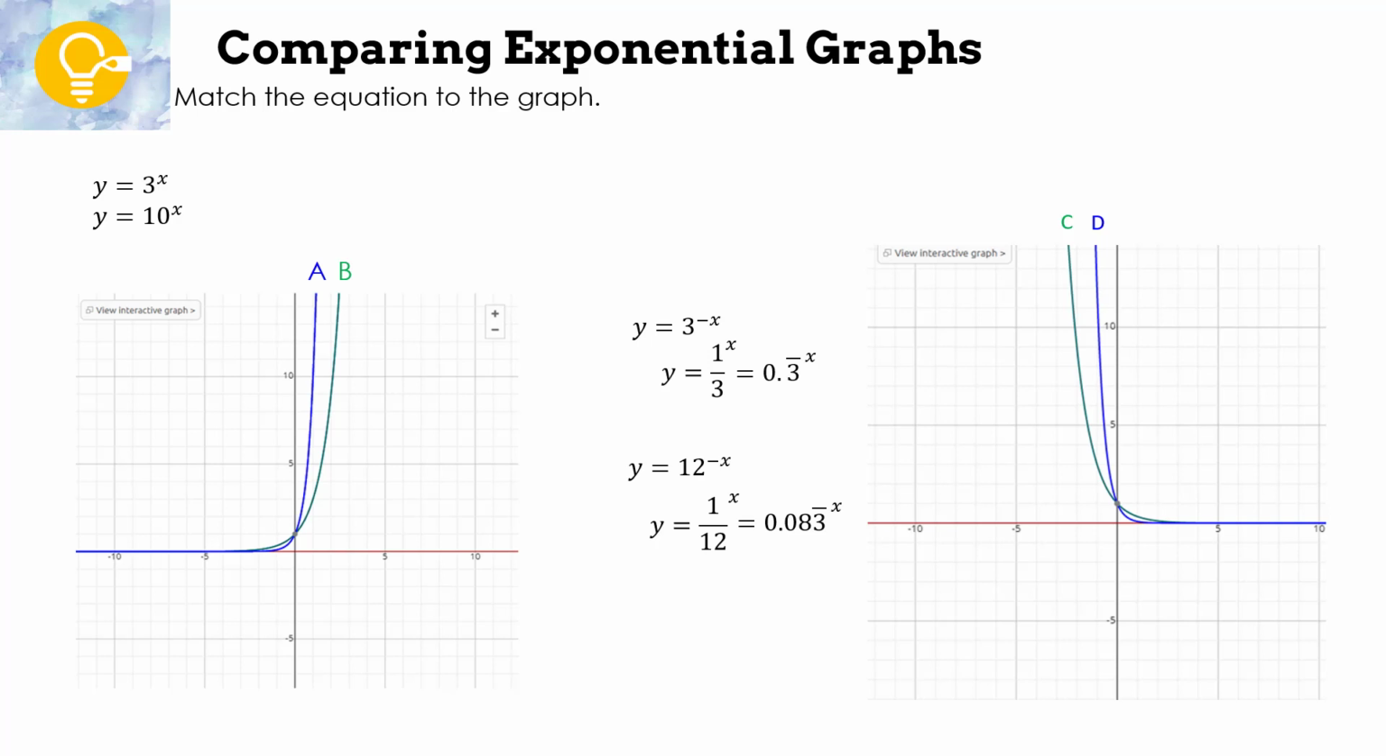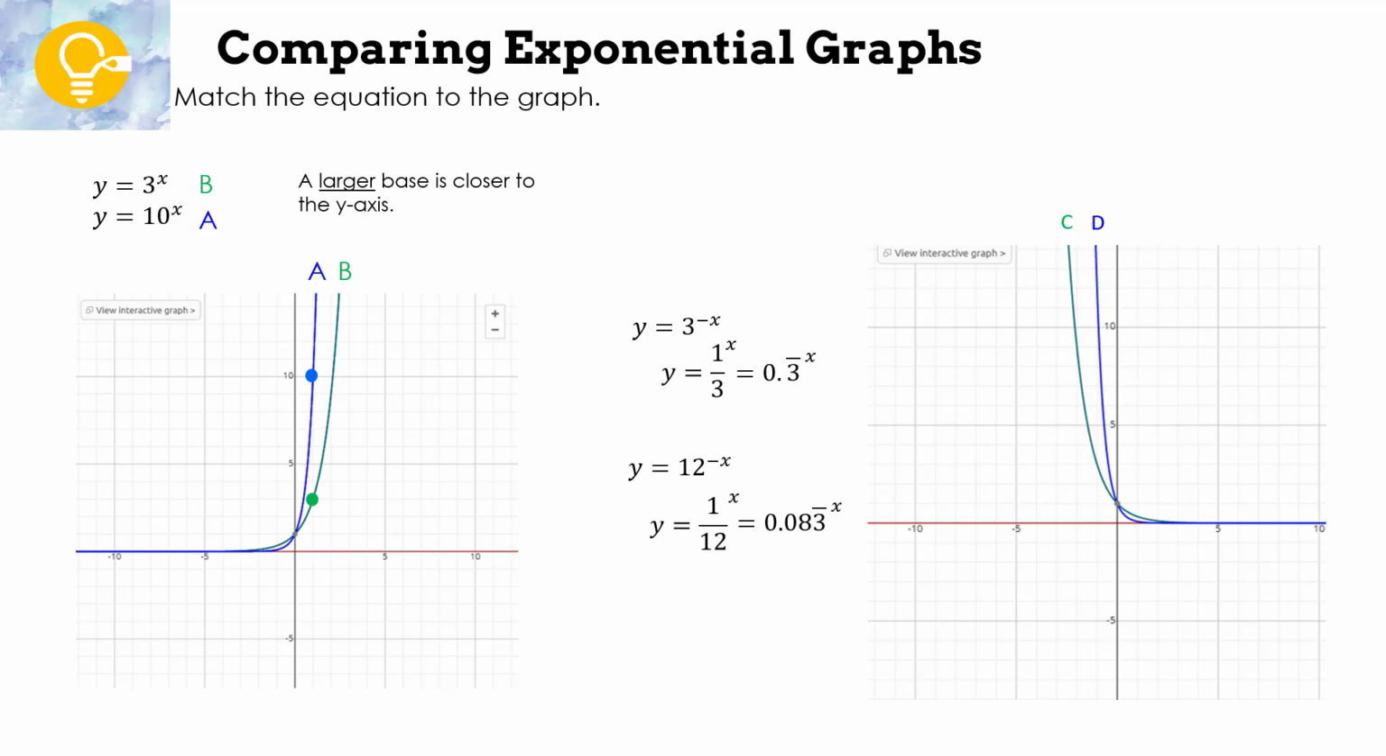First, we're going to look at y equals 3 to the x and y equals 10 to the x. y equals 3 to the x is going to have an ordered pair here at 1, 3. That means B is our graph. y equals 10 to the x means I'm going to have an ordered pair at 1, 10. That means A is our graph. Remember, a larger base is closer to the y-axis. And that's true for these.